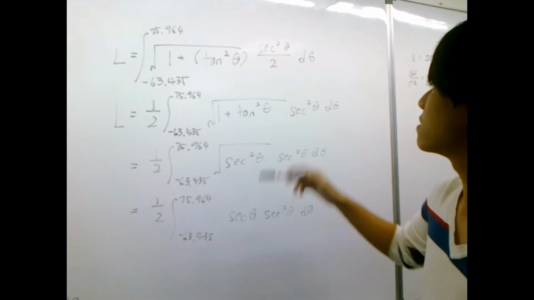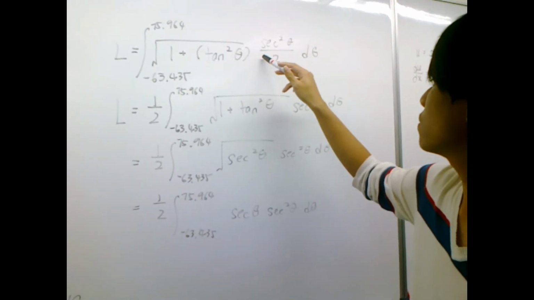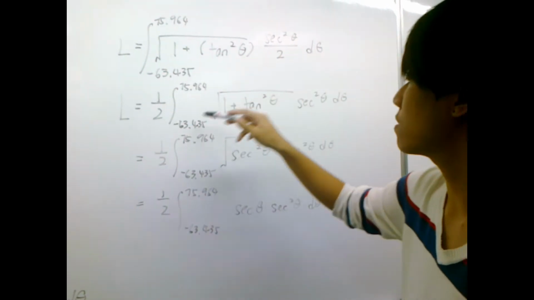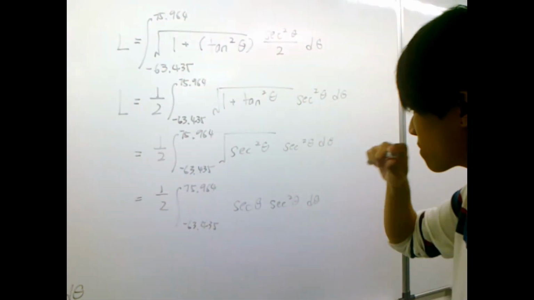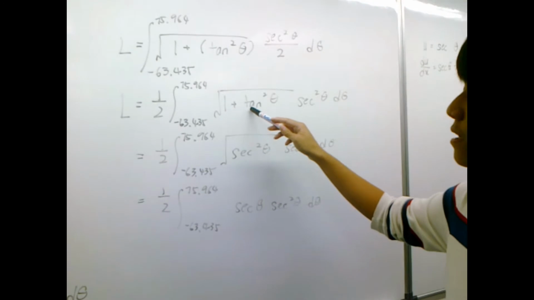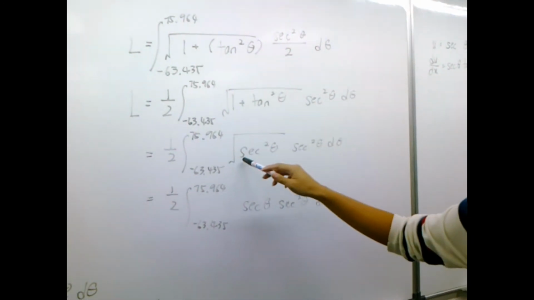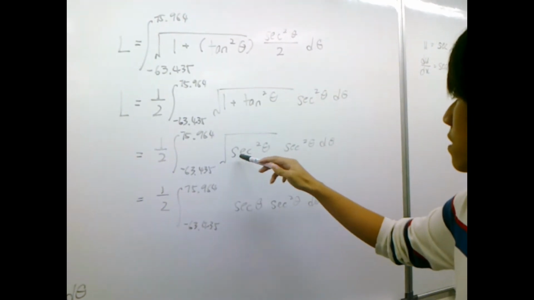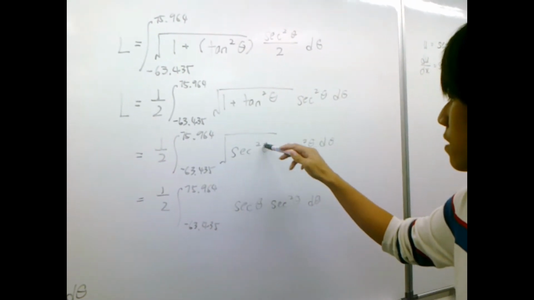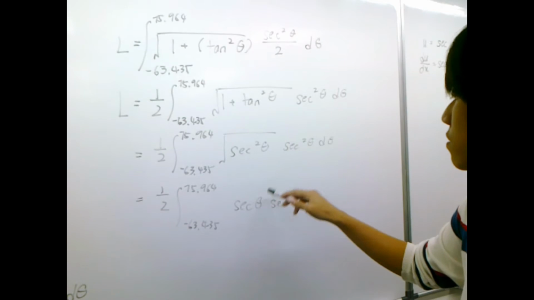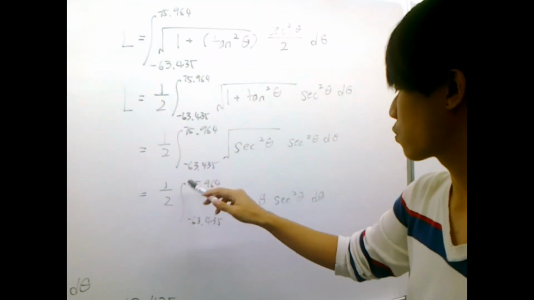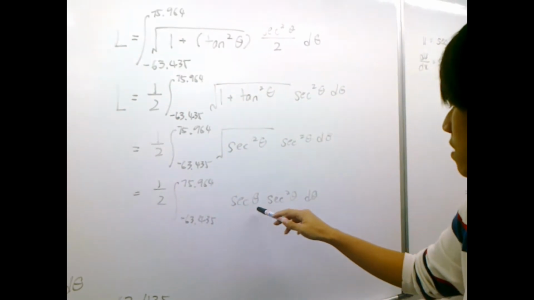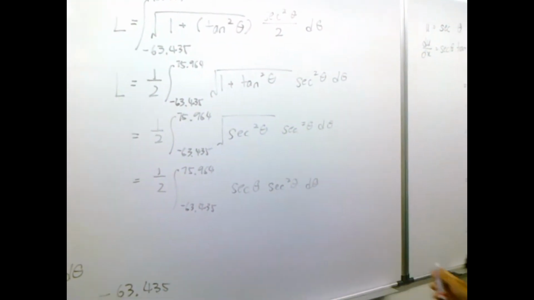And as you can see, this is actually 1 over 2 secant squared theta, and since 1 over 2 is a constant, we can bring it out. And 1 plus tangent squared theta is actually equal to secant squared theta. And the square root of secant squared theta is equal to secant theta. So now we have 1 over 2 times the integral of secant theta times secant squared theta.